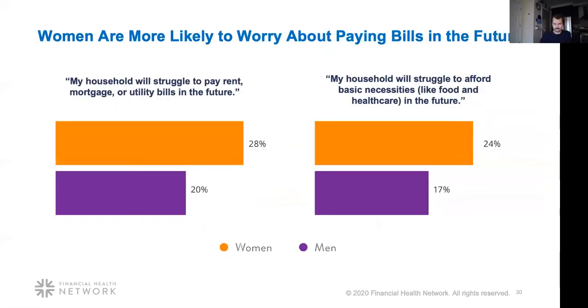When we look at gender, we find that women are more likely to worry about paying their bills in the future. So we asked respondents if they're worried that their household would struggle to pay rent, mortgage, or utility bills in the future. And we see that women are 8 percentage points more likely than men to say that they're worried about this. Whereas when we ask people about being able to afford basic necessities like food and healthcare in the future, we see nearly a quarter of women are worried about their household's ability here, while men are much less likely.